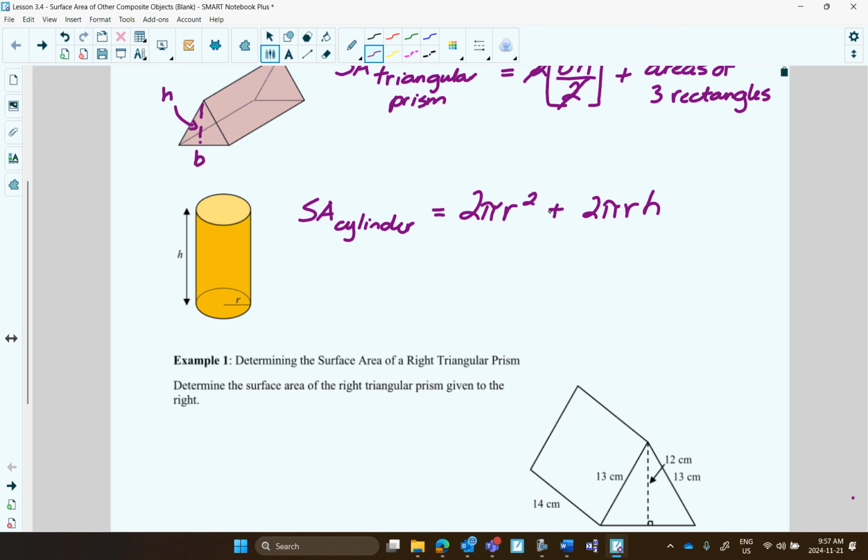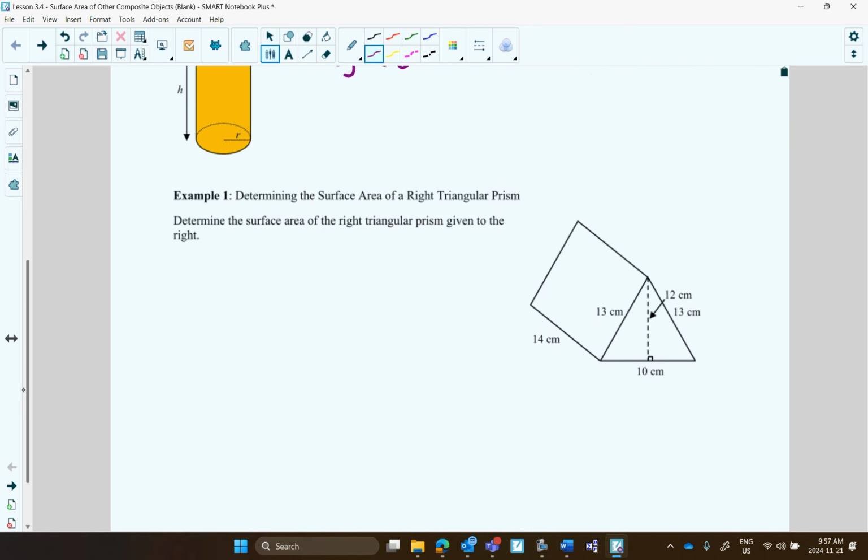These will make more sense when we do some examples. Okay? But like I said, I'm going to give you the formulas for the rectangular prism, cube, triangular prism, and cylinder, exactly as we talked about them yesterday and today. So let's look at some examples.